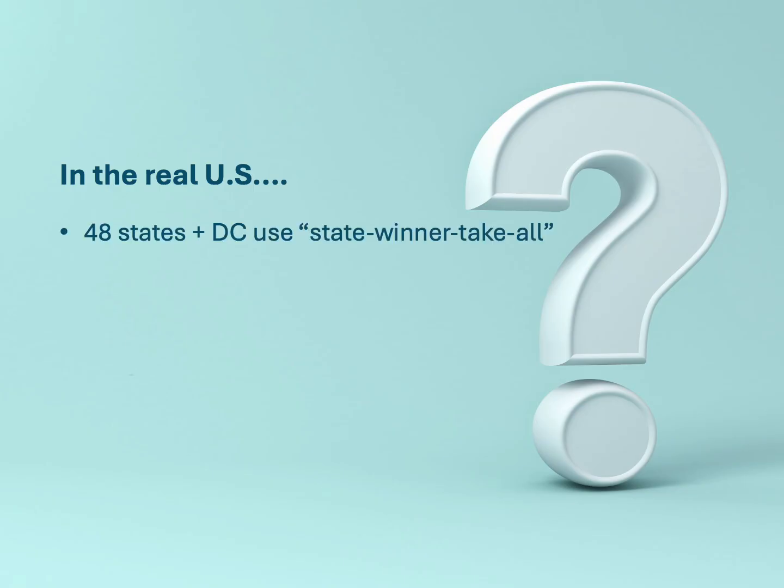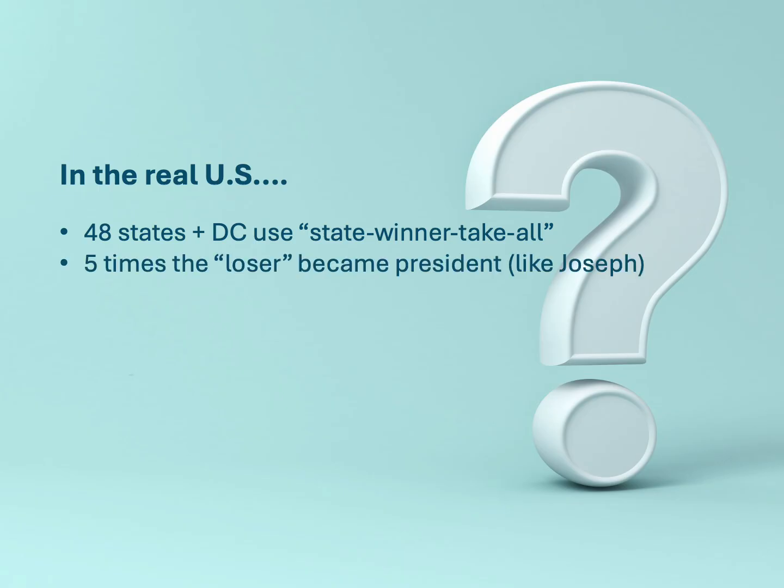Now, let's go back again to the real United States and talk about what happens in our actual country. You see, 48 of our 50 states, plus Washington, D.C., also use that state winner-take-all system, meaning that it doesn't matter how many votes somebody got in the popular vote nationally. Whoever got the most votes in our state, they're going to get all of our electoral votes. So what has happened? 5 times in our history, the loser has become the president, like Joseph just did. And in other cases, it's been very, very close.